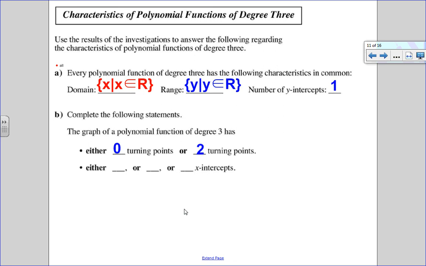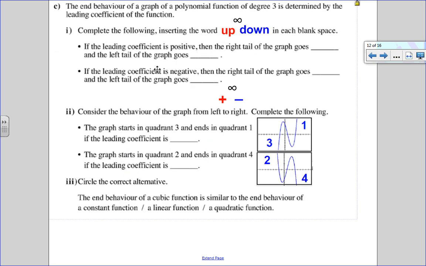If I have a graph with 1 turning point, that's a quadratic because it has a max and it turns around and goes back down, or it has a min, it turns around and goes back up. And we saw that they have 1, 2, or 3 x-intercepts. No 0 x-intercepts. The reason is the arms extend in both opposite directions, so you're going to cross the x-axis at some point.